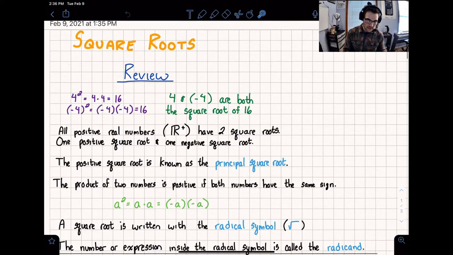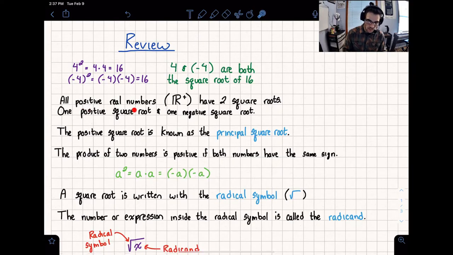Because both of these numbers squared equal 16, 4 and negative 4 are both known as square roots of 16. Any number that you can multiply by itself to get another number is a square root of that number. So if we use 5 squared equals 25, then that means 5 is a square root of 25, and negative 5 is also a square root of 25.